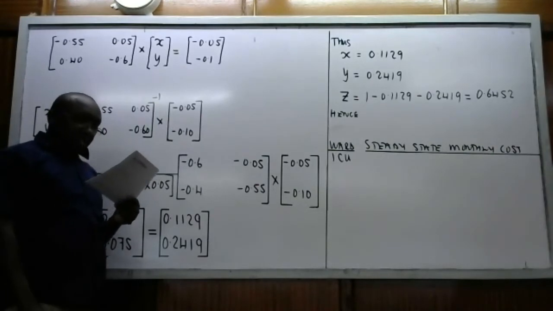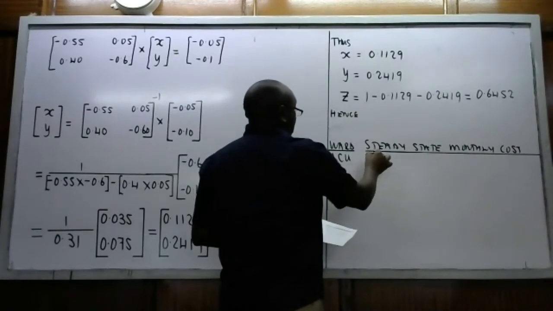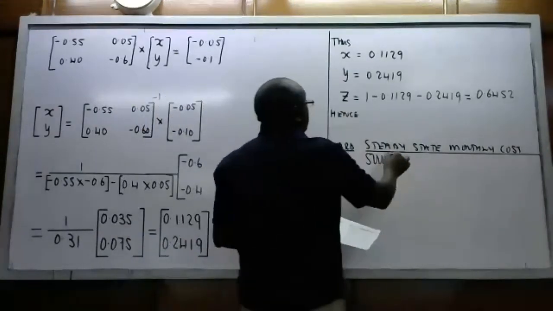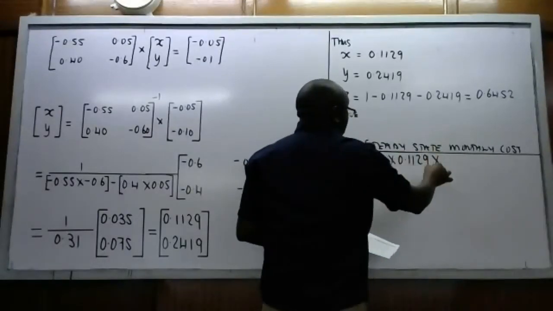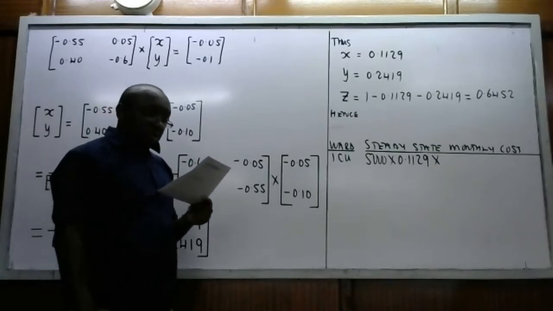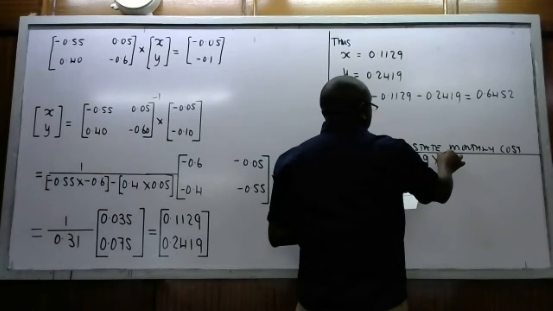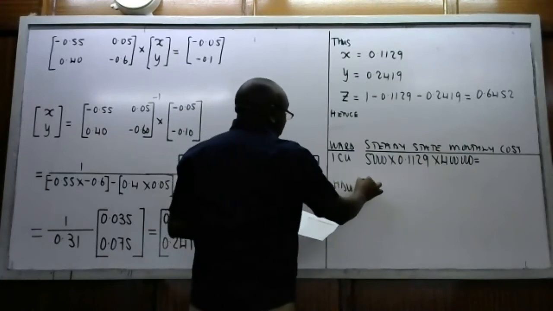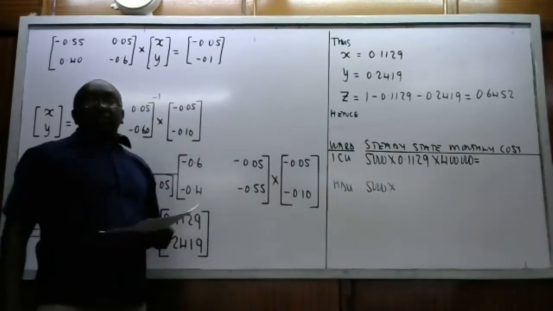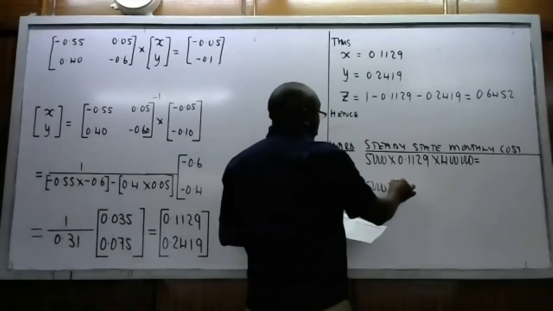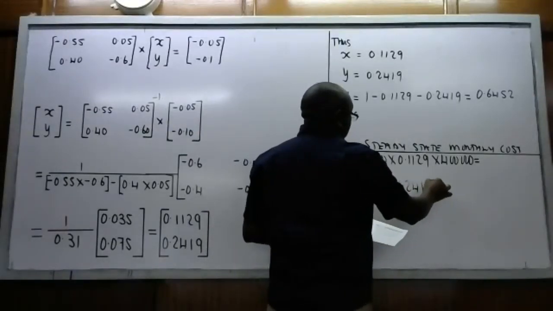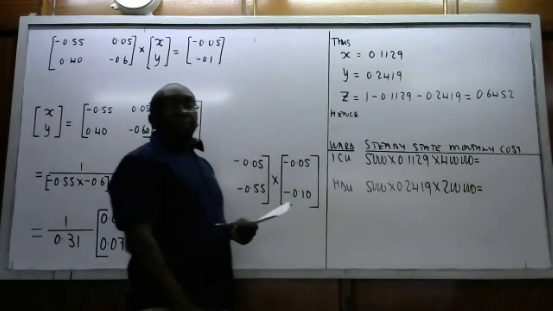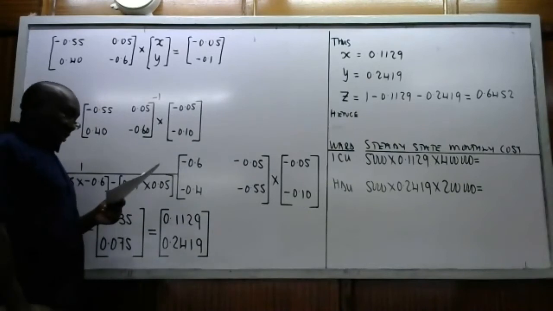The whole hospital, we are told it has 5,000 patients. So of these 5,000 patients, this proportion or this percent will be in ICU, 0.1129. And every person who is in ICU for the month is costing us 400,000. Then high dependency, the same thing. The hospital has 5,000. Of that, 0.2419 will be the high dependency, each costing 200,000 to maintain.